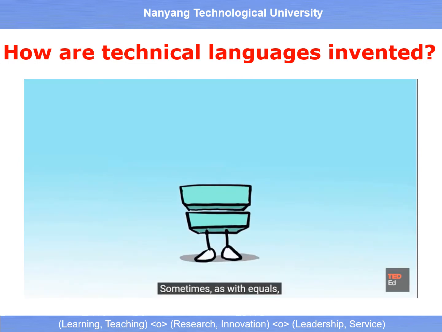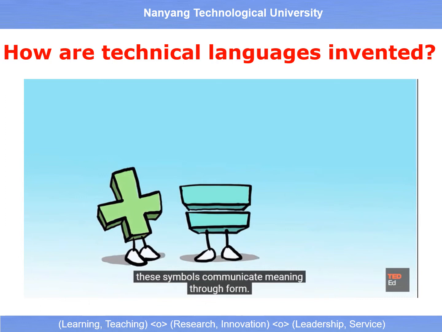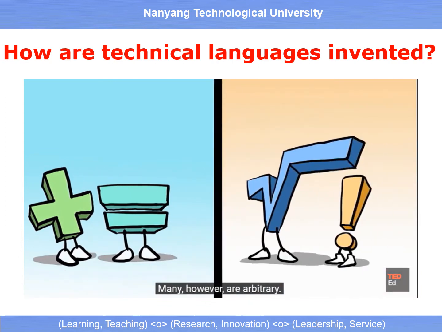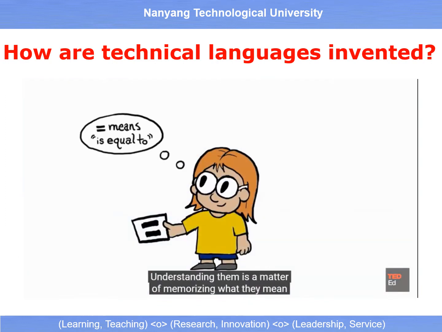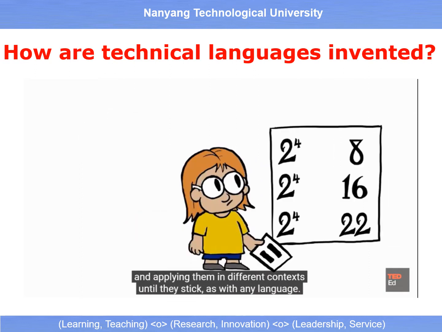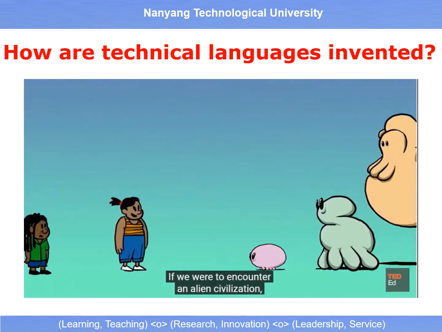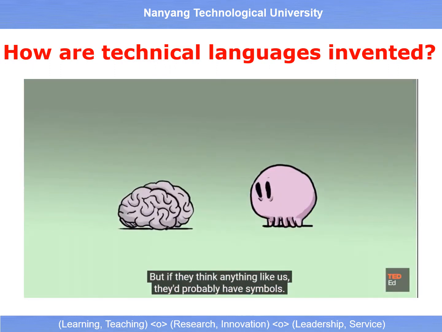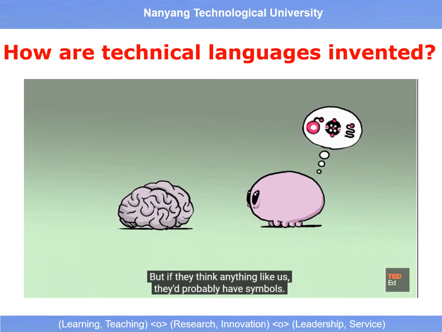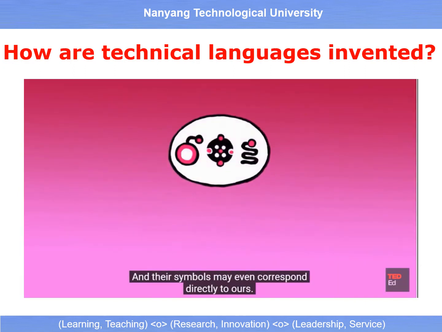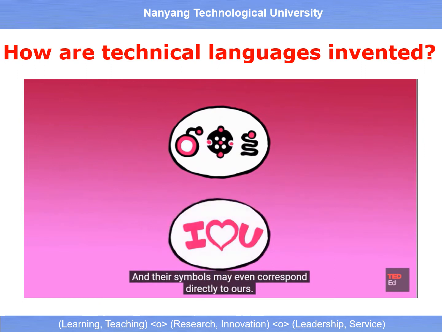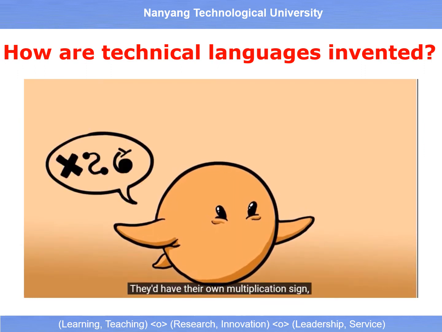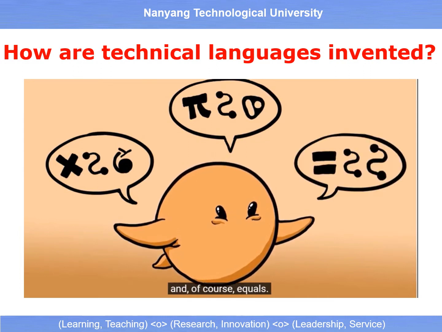Sometimes, as with equals, these symbols communicate meaning through form. Many, however, are arbitrary. Understanding them is a matter of memorizing what they mean and applying them in different contexts until they stick, as with any language. If we were to encounter an alien civilization, they'd probably have a totally different set of symbols. But if they think anything like us, they'd probably have symbols. And their symbols may even correspond directly to ours. They'd have their own multiplication sign, symbol for pi, and, of course, equals.